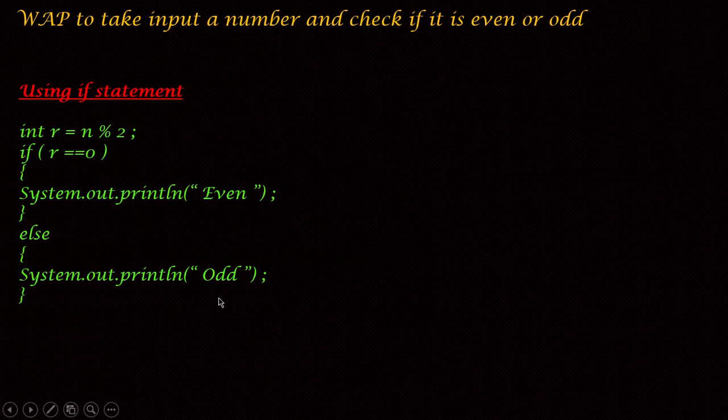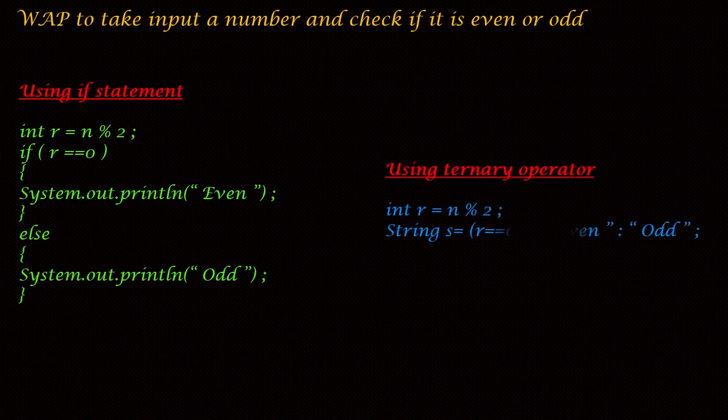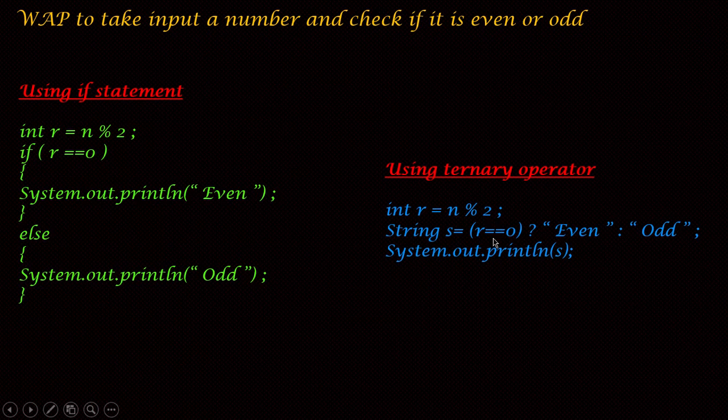If the same program is to be done using the ternary operator, then it will be like this one. Again I am calculating the remainder. Now what is my condition? Whether that remainder value is 0 or not. If my remainder value is 0, then what am I supposed to store? Even. But if this is not 0, then odd will be stored. And finally, we are just displaying our calculated result.